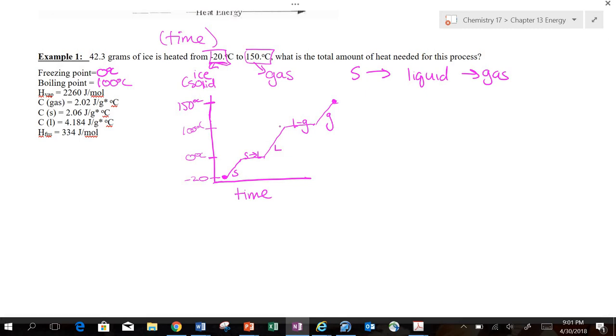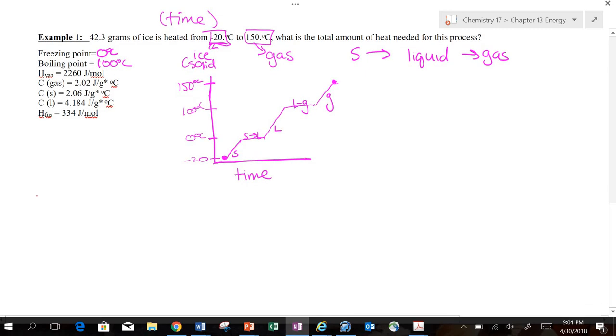So now we need to do our calculations because each step of this is going to give off or require a specific amount of energy. So we're going to label our different steps. Step 1, I'm going to just label them 1, 2, 3. Anytime I change pathways, I'm labeling that as a number. So 1, 2, 3, 4, 5.